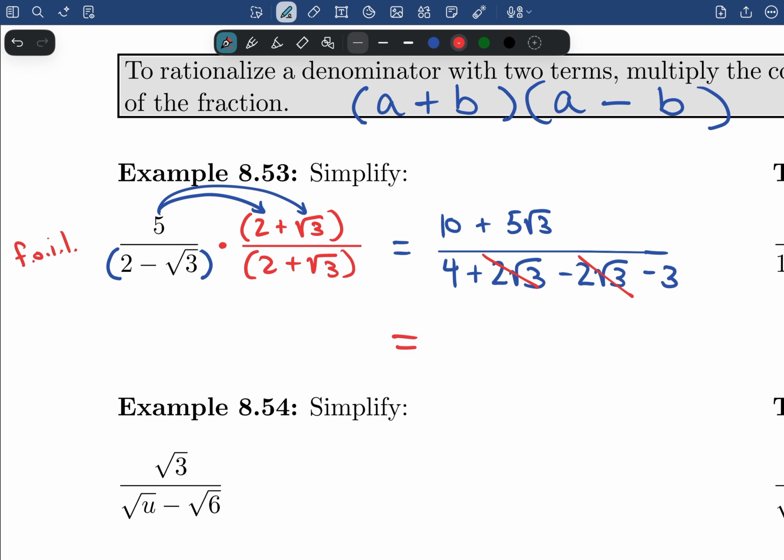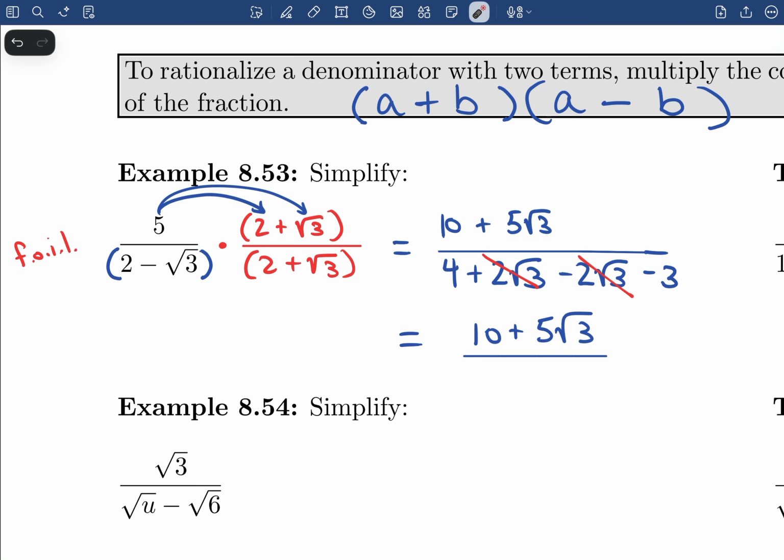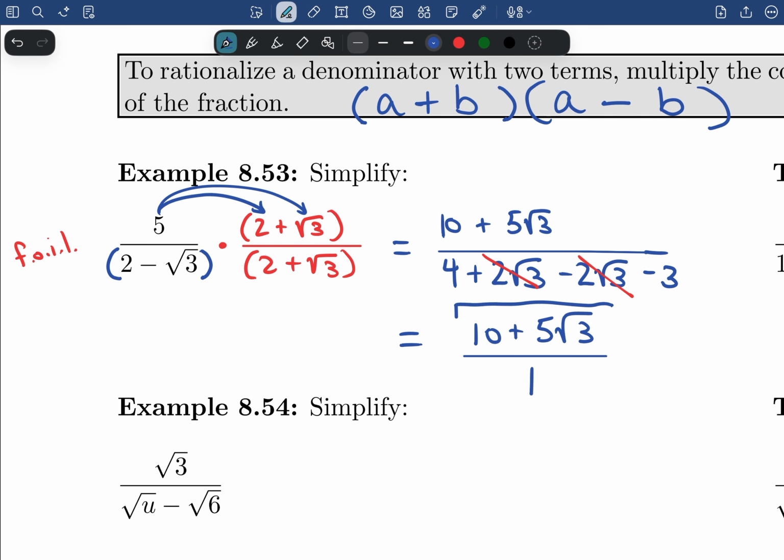And so my final result is on top 10 plus 5 root 3. That doesn't simplify any further. But look what happens now. I now have a 4 minus 3, and that's just 1. That's an integer on the bottom. We don't have any radicals on the bottom anymore. Yeah, that's what we want. No radicals in a denominator. Our denominator has been rationalized.